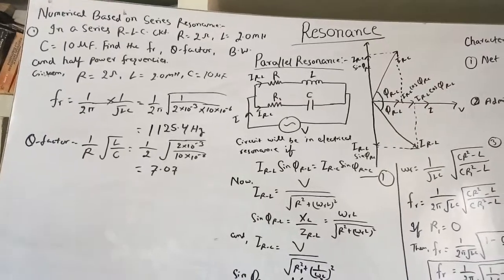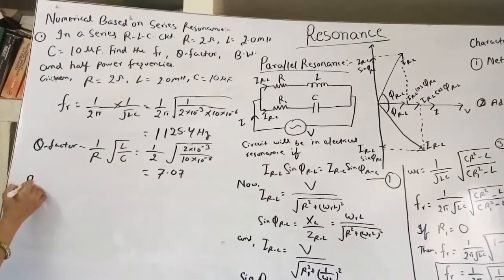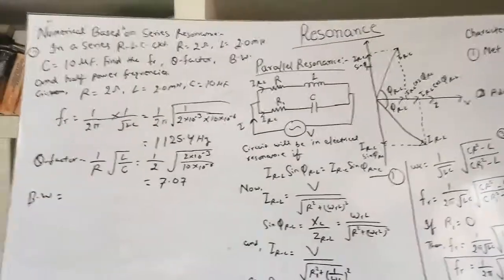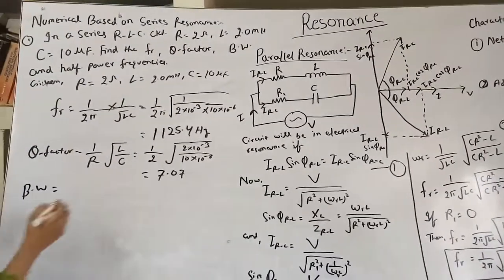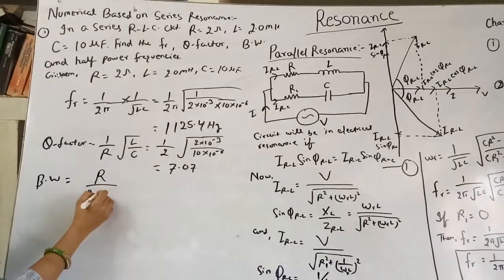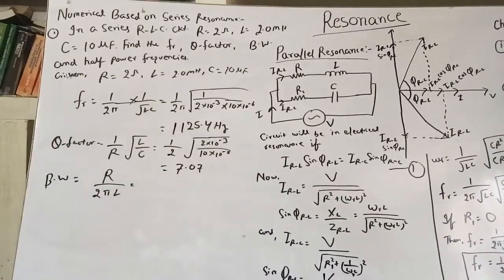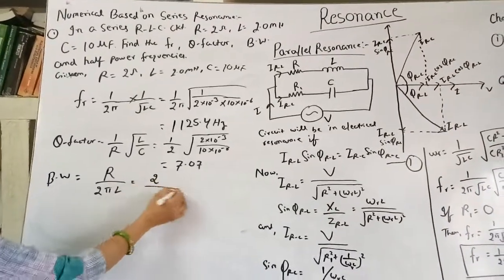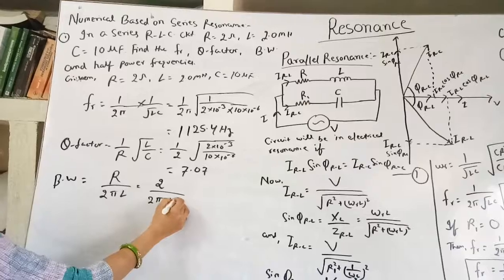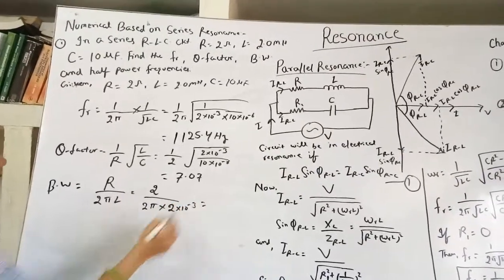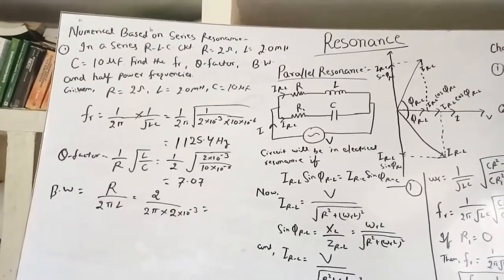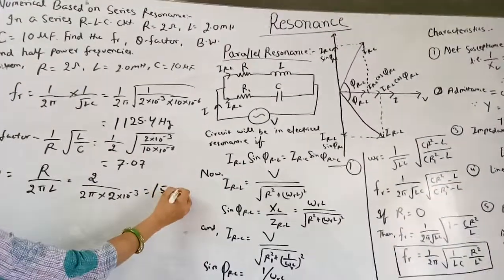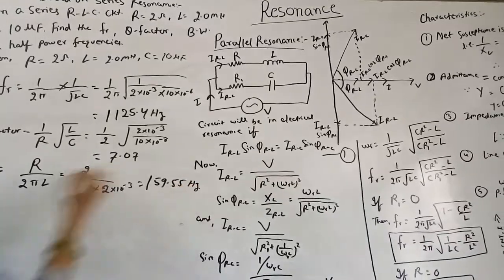Now next is your bandwidth. We have also derived the formula of bandwidth, that is R upon 2 pi L. You can easily put the value of R equals 2 ohm, 2 pi into 2 into 10 to the power minus 3. You can calculate this value and it is coming 159.55 hertz.